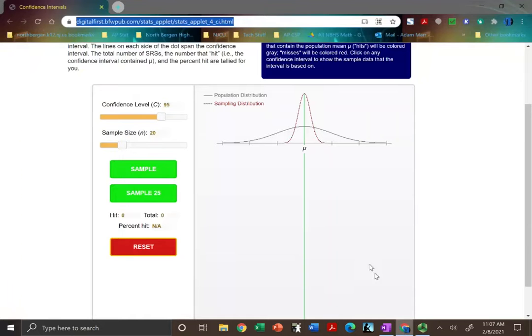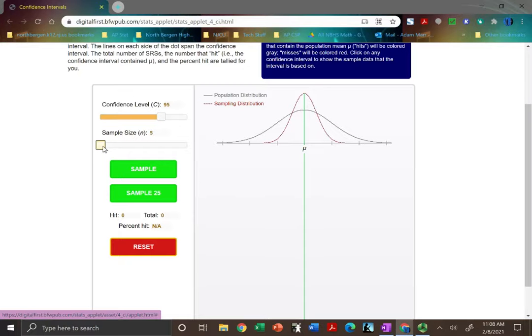All right, so let's go right to the applet. Here's the link, but I'll put that on the slides. We're going to set the confidence level to 95%, and the sample size is going to be 5. So let's move that down. We're going to click Sample to choose a simple random sample and display the resulting confidence interval.